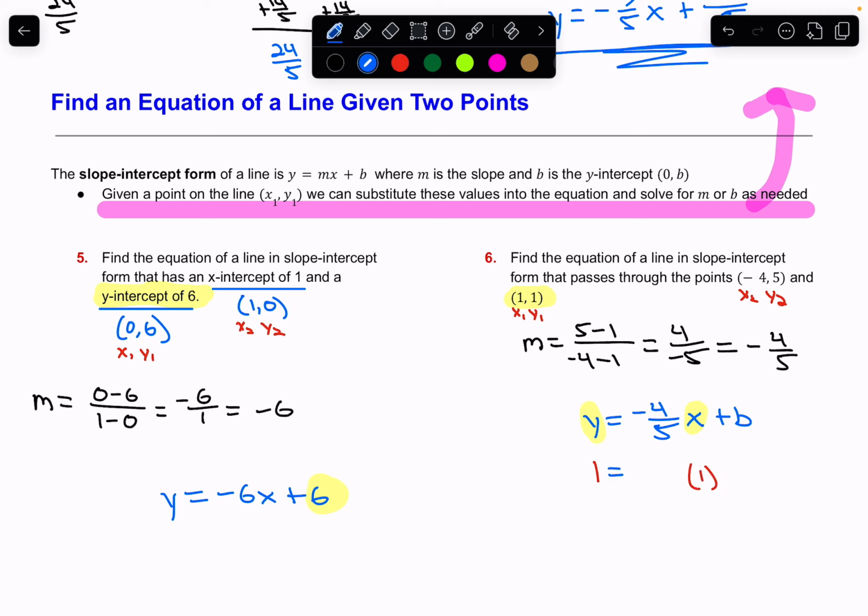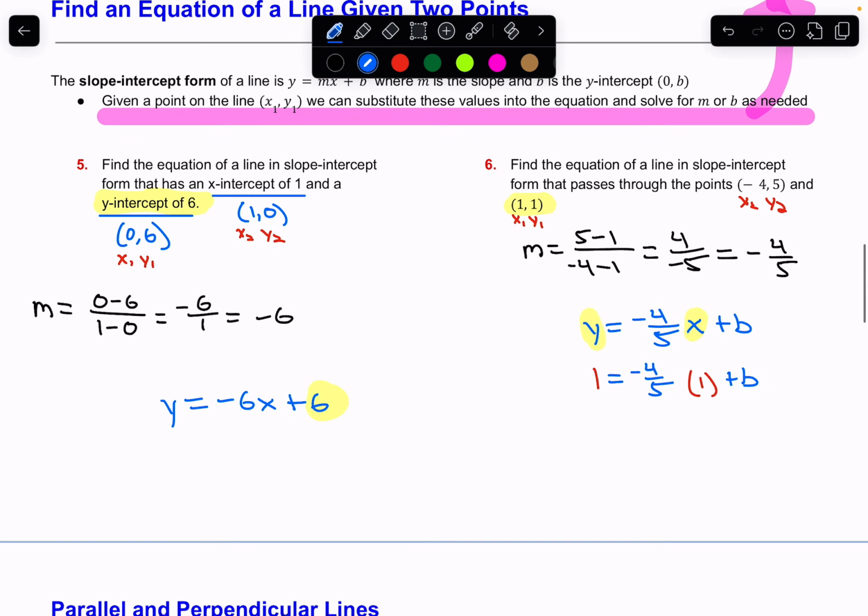So I'm going to get 1 equals negative 4/5 times 1 plus b. In order to solve this, I'm going to add the 4/5 to both sides. On the left side, when I add 4/5 to 1, 1 is just 5 over 5. So when I add 4 over 5 to 5 over 5, I'm going to get 9 over 5. And this is going to be equal to my b value because everything else on the right side just canceled out. And so now we can write our answer, which is that y is equal to the slope of negative 4 over 5 times x plus the 9 over 5, which represents our b value.